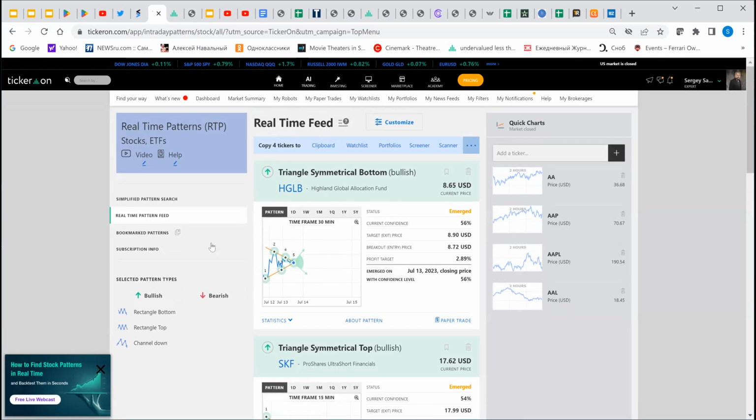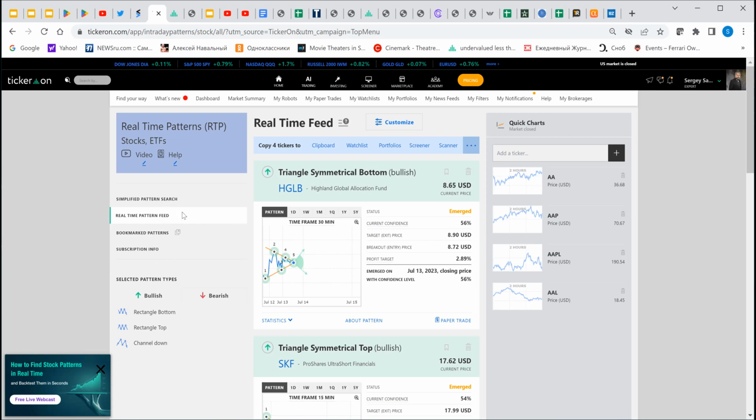So now it is a feed. Unfortunately, right now the market is closed and there is no button to update the feed. When the feed is growing, there is going to be a button which is going to tell you how many new patterns have been identified according to your customization criteria. Okay. So what else do we have here?